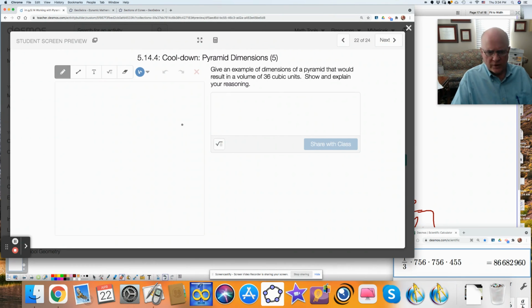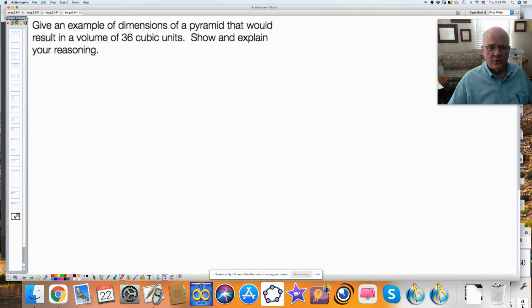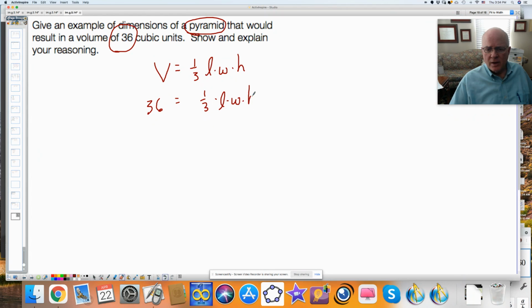This last piece is a very interesting problem, and I want to show you how to do it in case you're listening and you are lost or don't know what to do. Given the volume is 36, I need to find the dimensions for a pyramid that would work. Volume of a pyramid is 1/3 times the area of the base times the height. I'm going to say length times width times the height. 36 is equal to 1/3 times the length times the width times the height. If I want to get this by itself, I'll multiply both sides by 3. 108 is equal to the length times the width times the height. Can you think of three numbers that multiply to give me 108?